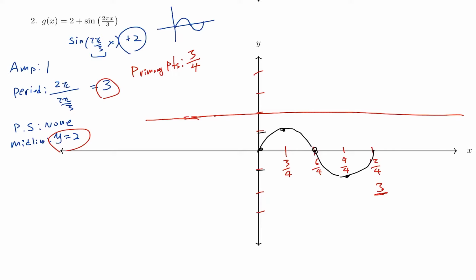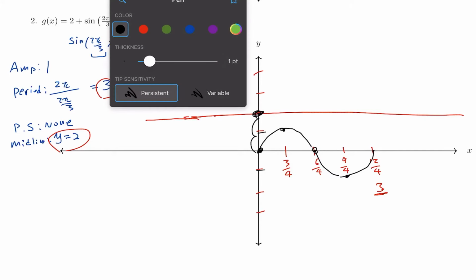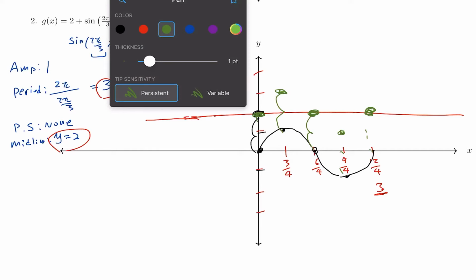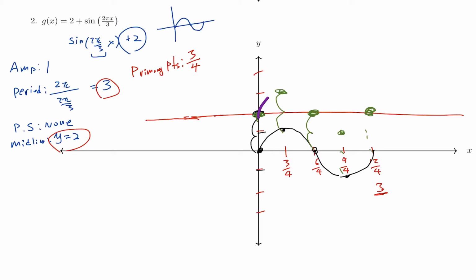Then we're going to shift the entire graph up by 2. That means this point right here goes up 2, right here. Let me use a different color. This point goes up 2. Up 2. Up 2 right here. So our final graph is this right here.